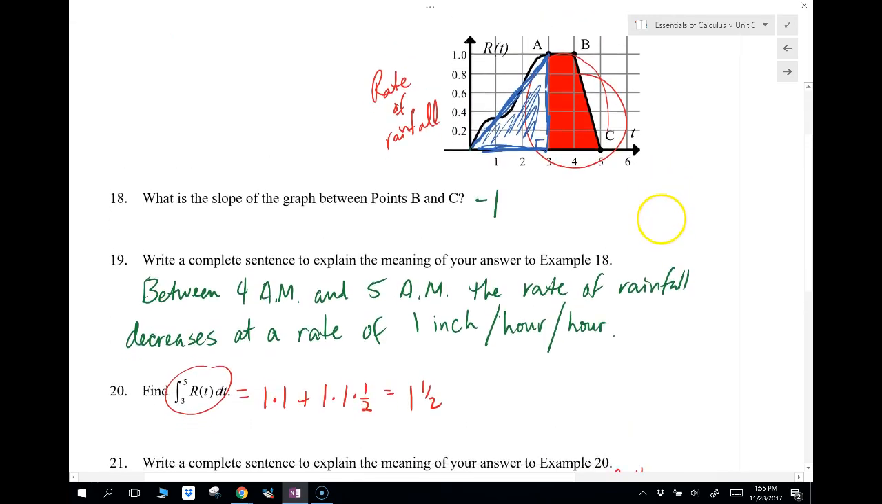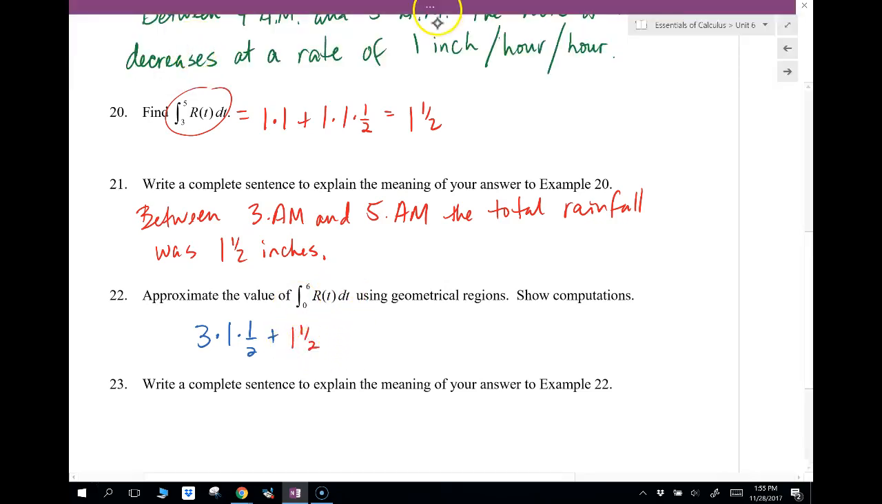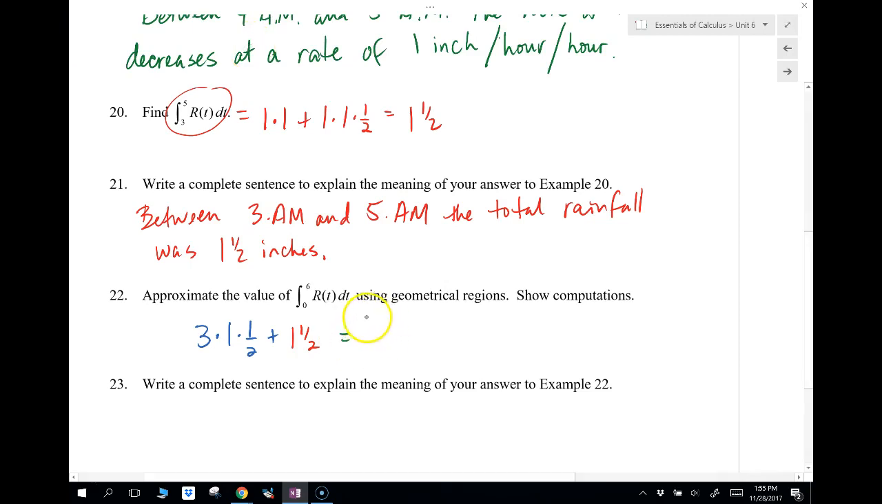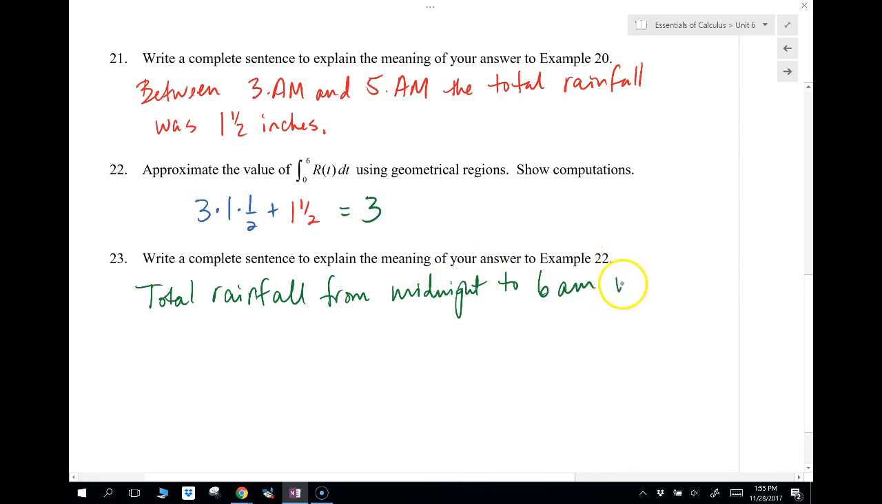So that's going to be 3 by 1. So it's going to be 3 times 1 times 1/2 plus the red area that I got already. So that's going to be about 3. So what does that mean? Well, that means that the total rainfall from midnight to 6 a.m. was approximately 3 inches.